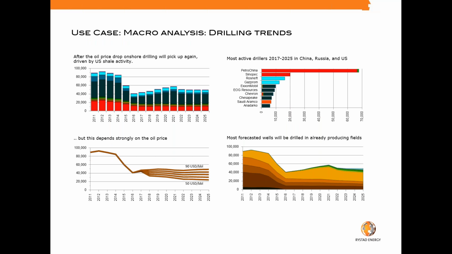Lastly, we do have a macro analysis on the well count. So after the oil price drop, we saw that the onshore drilling slowed down, but we expect the market to pick up again going forward, especially driven by the shale industry. But bear in mind that this is highly dependent on the different oil price scenarios. So the picture won't look similar if the oil price falls to $50 per barrel again.